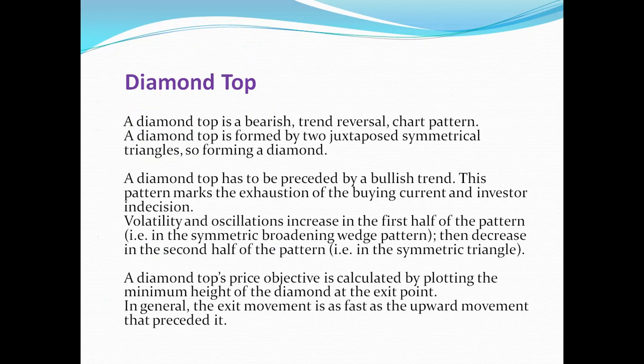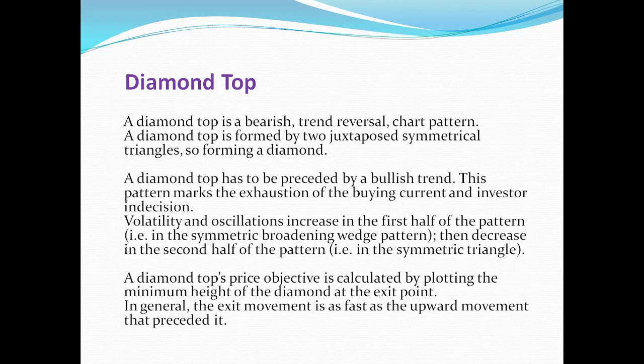Diamond top. What is diamond top? Diamond top is a bearish trend reversal chart pattern. Diamond top is formed by two juxtaposed symmetrical triangles. A diamond top is preceded by a bullish trend. This pattern marks the enthusiasm of buyers and investor indecision. Volatility and oscillation increase in the first half of the pattern, a symmetrical broadening wedge pattern, then decrease in the second half of the pattern, a symmetrical triangle.